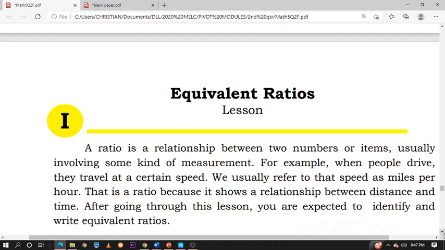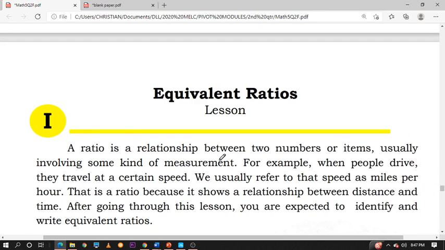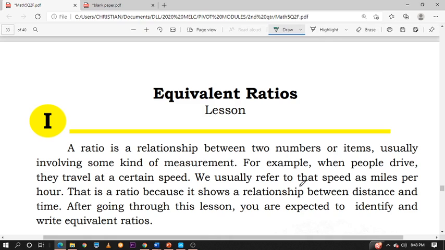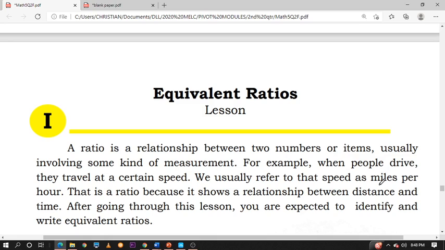Now, we will study equivalent ratios. Again, a ratio is a relationship between two numbers or items, usually involving some kind of measurement. For example, when people drive, they travel at a certain speed. We usually refer to that speed as miles per hour. That is a ratio because it shows a relationship between distance and time. Speed is distance over time. When we give it units, for example kilometers per hour, kilometers is the distance and hour is the time. So we compare distance to time.